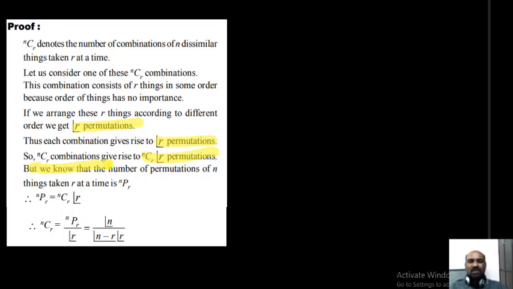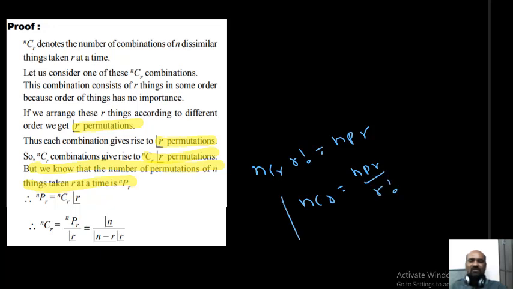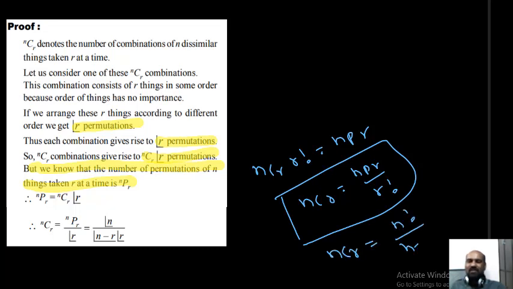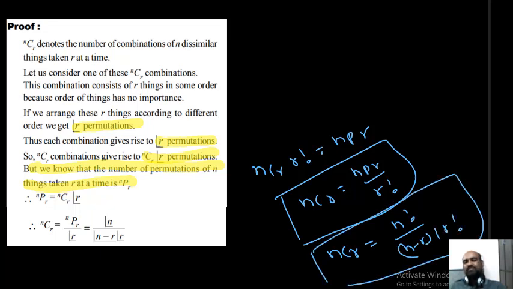But we know that the number of permutations of N dissimilar things taken R at a time is NPR. So NCR into R factorial is nothing but NPR. So NCR equals NPR by R factorial. If you write NPR in expanded form, we get another form for NCR, that is N factorial by N minus R factorial into R factorial. Don't confuse. So this is the formula for NCR.